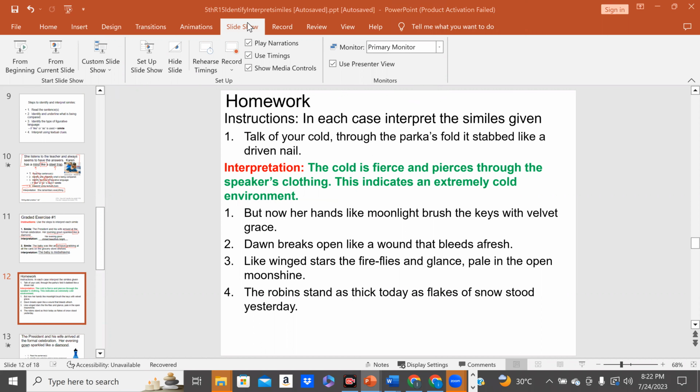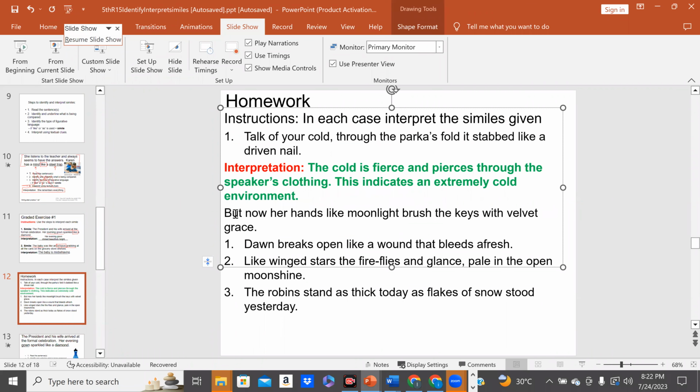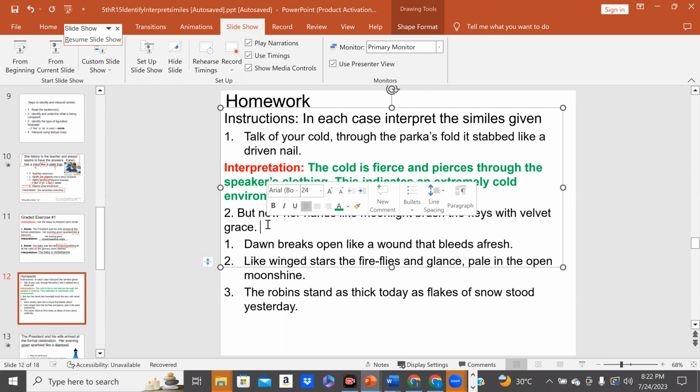Taya, can you read number 2 for me, please? "But now her hands like moonlight brush the keys with velvet grace." Very good. Okay, so what is this saying? Anyone have an interpretation for this? She picked up the keys in a soft and gentle way.